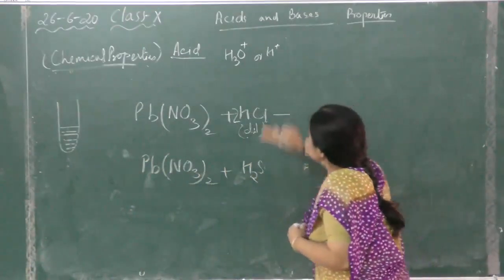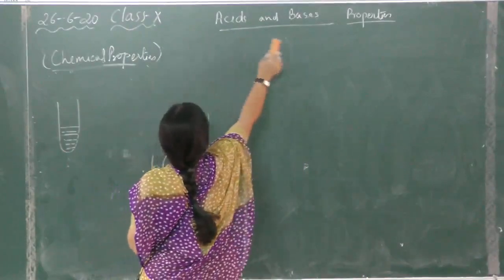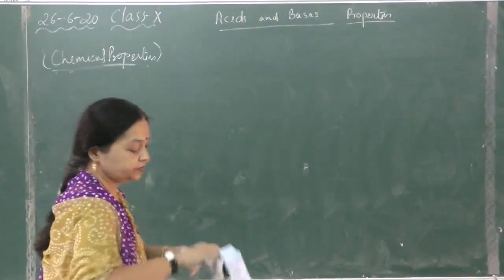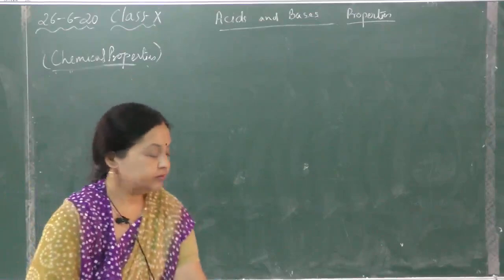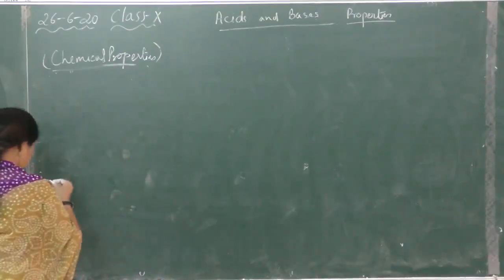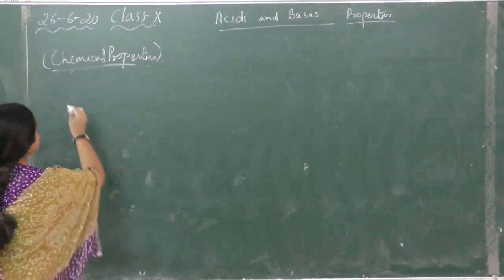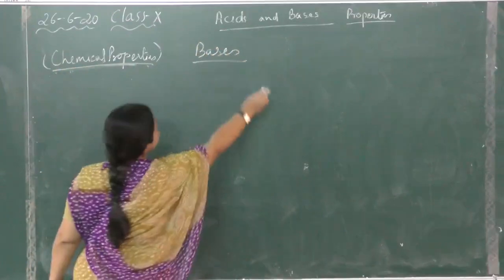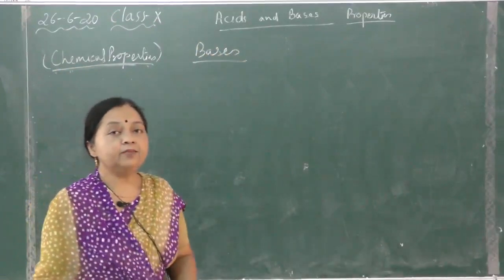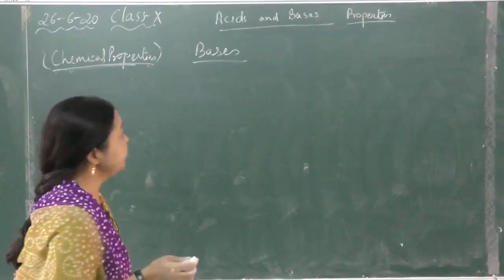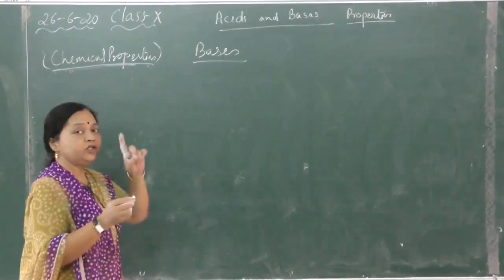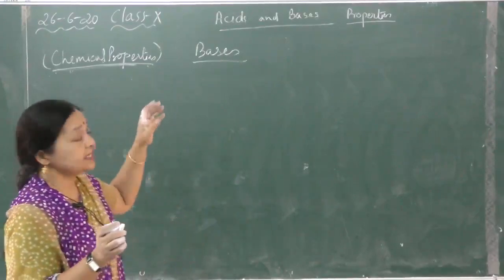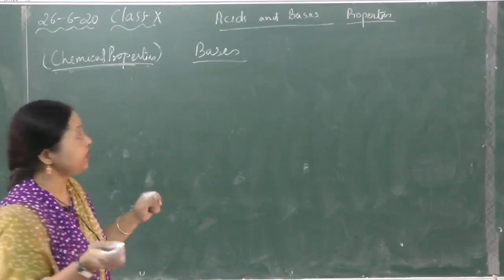Now we will do the bases. Chemical properties of bases. Soluble bases, water soluble bases, are called alkalis. Apart from the two we did before, the neutralization reaction is the most important reaction. The bases are defined on the basis of neutralization reaction only.